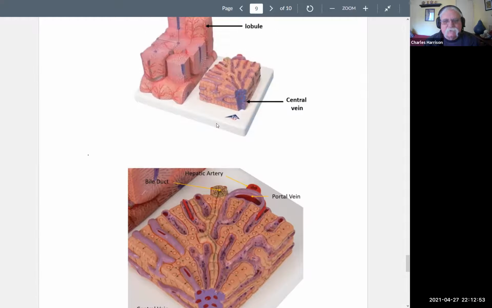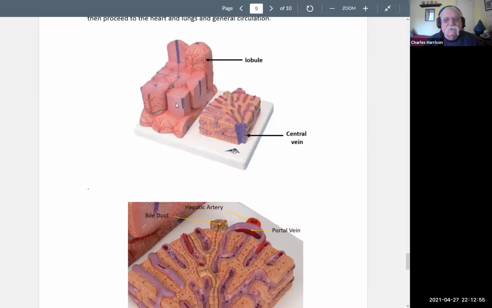Now, if I back up for just a second, 1, 2, 3 lobules, and something in the middle here. What's in the middle is a triad, and this is the triad. 1, 2, 3. Portal vein, hepatic artery, bile duct.